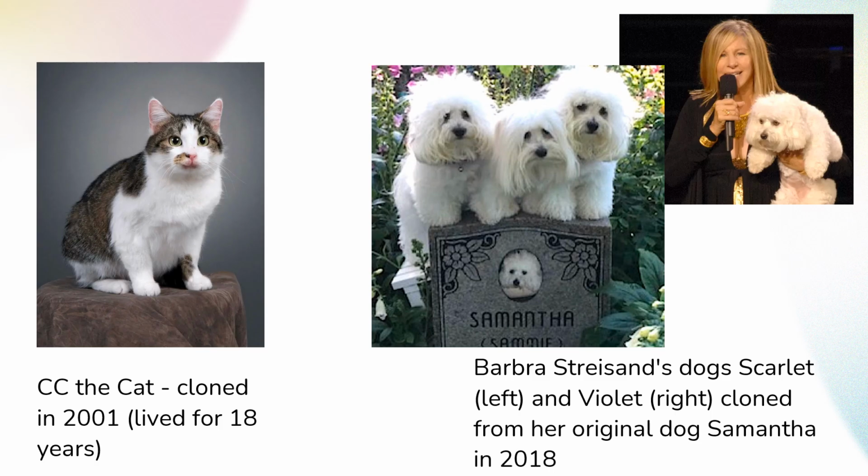Here we have some other examples of animals that have been cloned. So we have Cece the cat that was cloned in 2001 and lived for 18 years. Barbra Streisand, if you know her, she's a famous singer and actress. She loved her dog so much that she cloned them. Sorry, she loved her dog Samantha so much. So Samantha was the original dog, and she loved Samantha so much that she made multiple clones of Samantha. This costs tens of thousands of dollars. So really only someone with a lot of money would be able to do this multiple times over for their own pets.